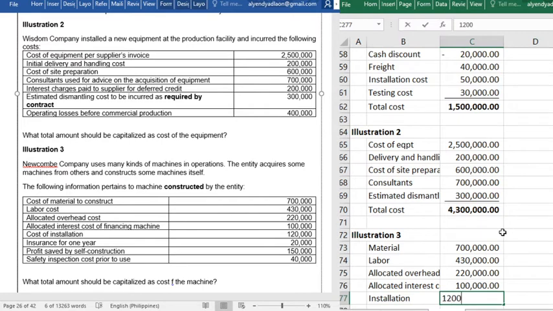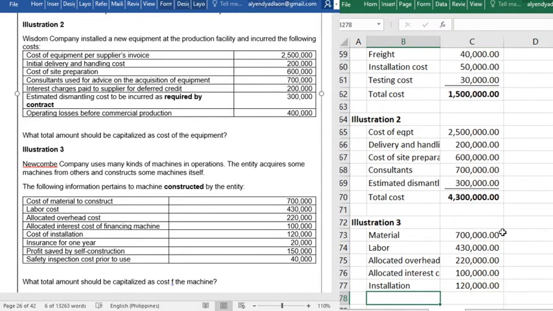Okay? Now next, cost of installation, of course, that is included because it is used to install the machine, 120,000. Then we have insurance for 1 year. So class, take note that the insurance for the year is not to be added as cost of the machine but rather to be expensed outright as an insurance expense. Okay? So, the insurance again for this year is not to be added. Then we have profit saved by self-construction. Now again, saving on construction is ignored.